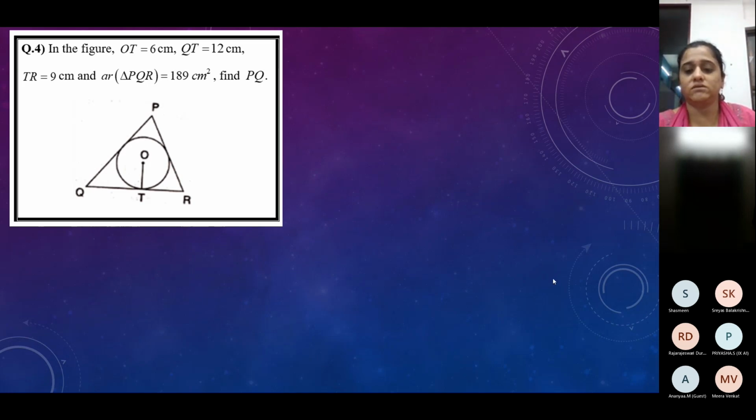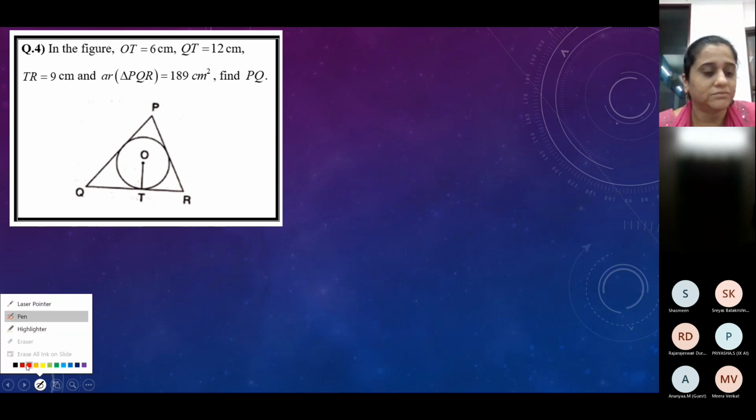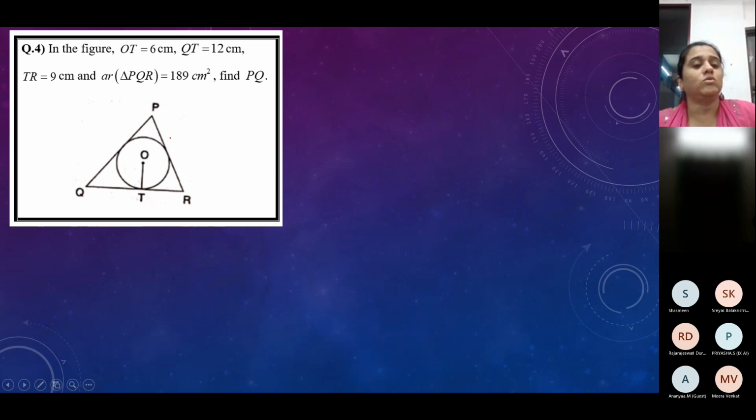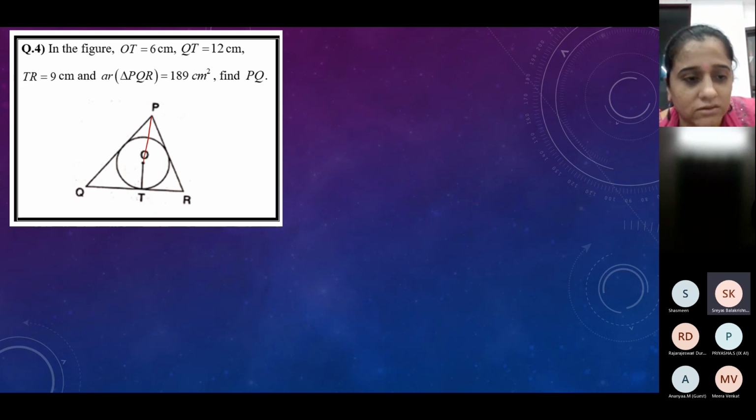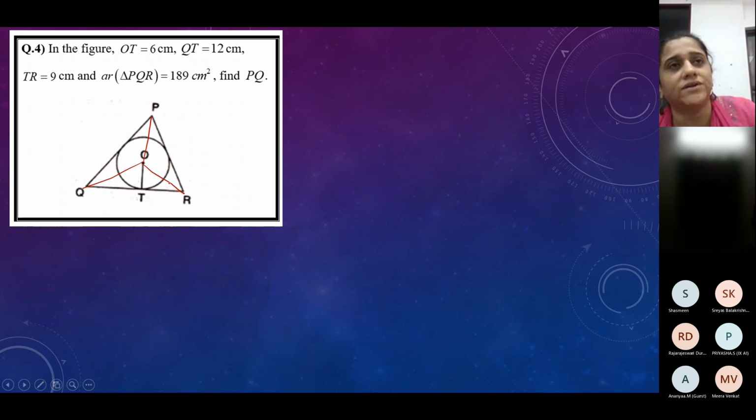Now we are given that the area of the triangle is 189 centimeters square. Now what we're going to do is divide the whole triangle into 3 smaller triangles. Can we do that? What is the construction for that? Join OP, join OQ, and join OR. Very good. Now we have divided the triangle into 3 smaller triangles.